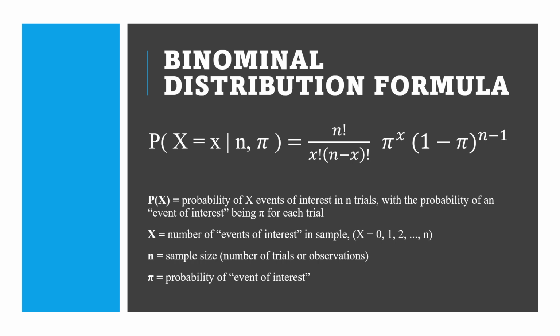Here you can see the binomial distribution formula. P(x) in this case is equal to the probability of x events of interest in n trials, with the probability of an event of interest being pi for each trial. As I said before, x is equal to the number of events of interest in a sample, which can be any integer number. n is equal to the sample size, which is the number of observations or trials. Pi is equal to the probability of an event of interest.